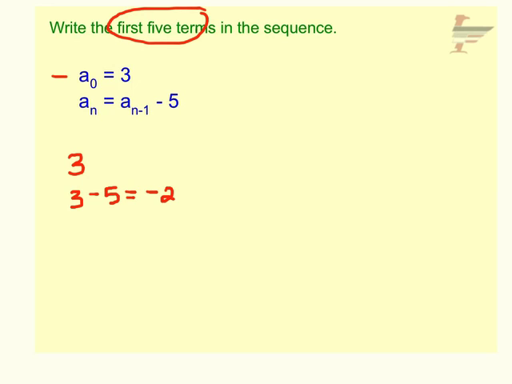Now you go back to the rule and you say, all right, take the previous term. Well, now our previous term is a negative 2. Follow the rule, subtract 5 from it, and you get a negative 7. And then you take the previous term, which is now a negative 7, subtract 5 from it to get a negative 12. That's giving us 4 terms, but that's the idea of recursive sequences.